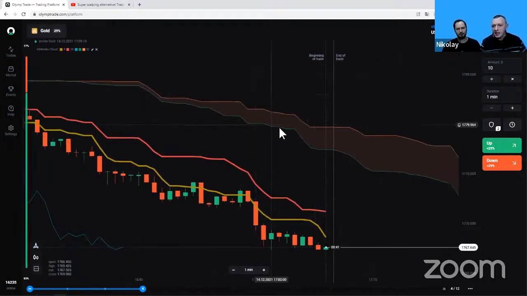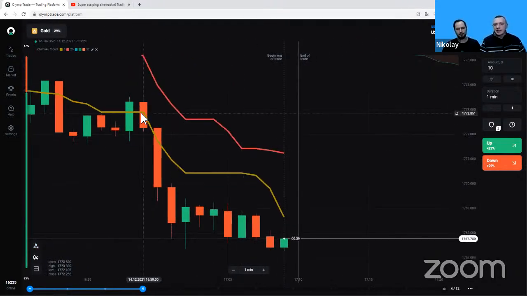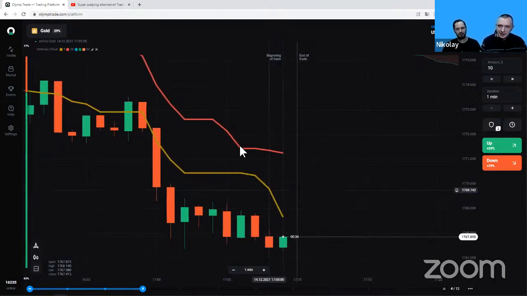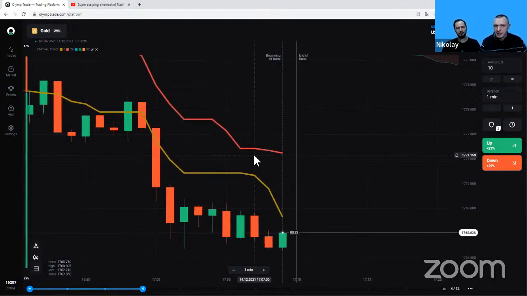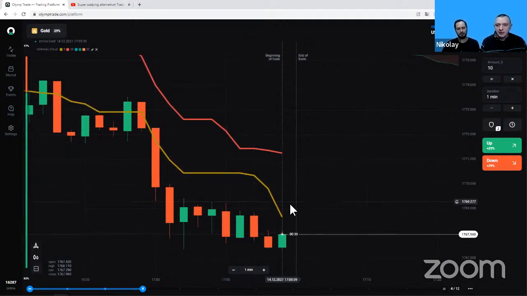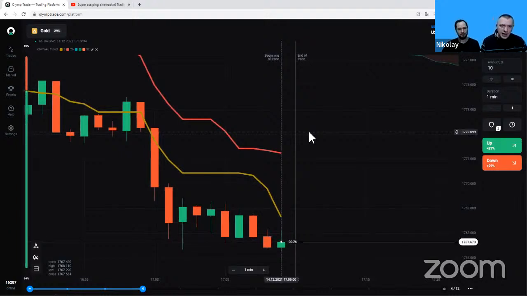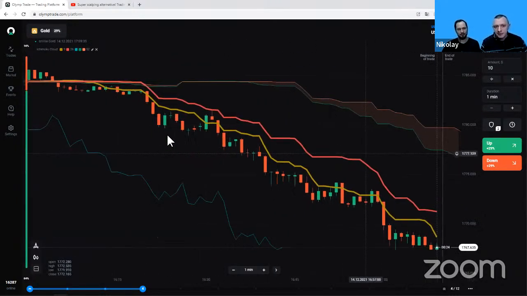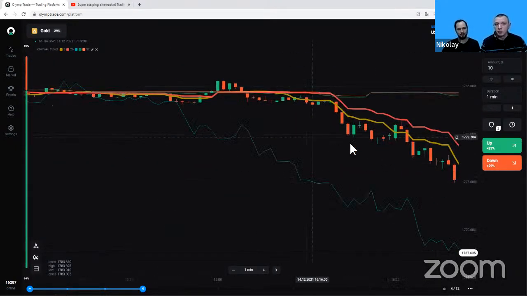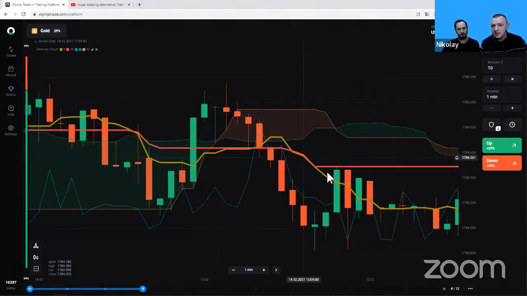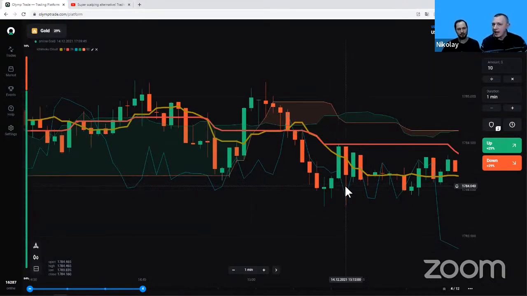The main idea here is that when the Tenkan-sen line, which is the yellow line, breaks the red line, which is the Kijun-sen line, upward, it gives us a signal to trade up. And otherwise, if this yellow line breaks this red line down, in this case I get a signal to trade down. Of course, this is a trend strategy.